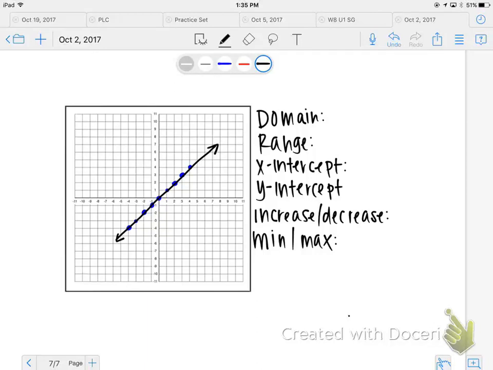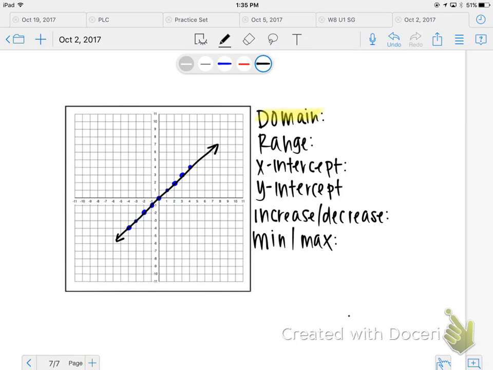Today we're going to talk about characteristics of a linear equation. We're going to cover domain, range, x-intercept, y-intercept, increasing and decreasing interval, and min and max interval. So we're going to start with our domain.